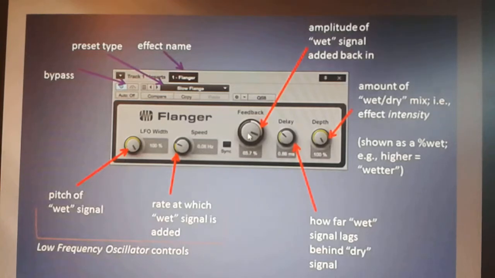Here in the middle section we have the feedback, which controls the amplitude of the wet signal added back in, and the delay is how far the wet signal is going to lag behind the dry signal. Here we have depth, which is the wet-dry mix, so it's given in percentage wet, so the higher it is, the wetter it is. So if you set it to 100%, all you're going to be hearing is the wet mix.